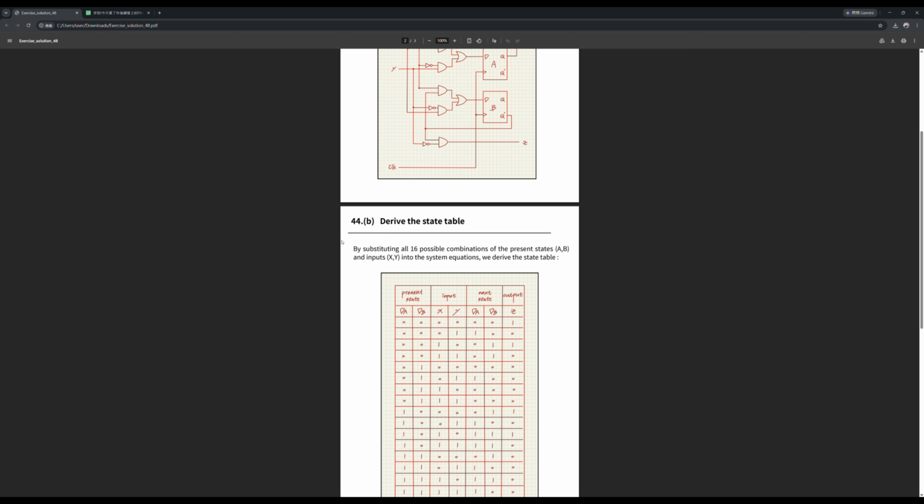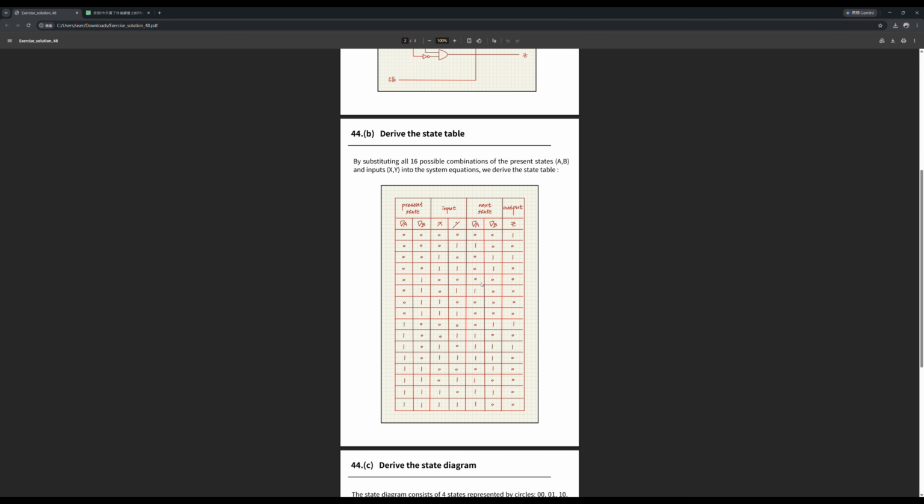For part B, we derive the state table. Because we have 2 state variables, A and B, and 2 inputs, X and Y, there are 16 possible combinations. For D flip-flops, A(t+1) equals dA and B(t+1) equals dB.